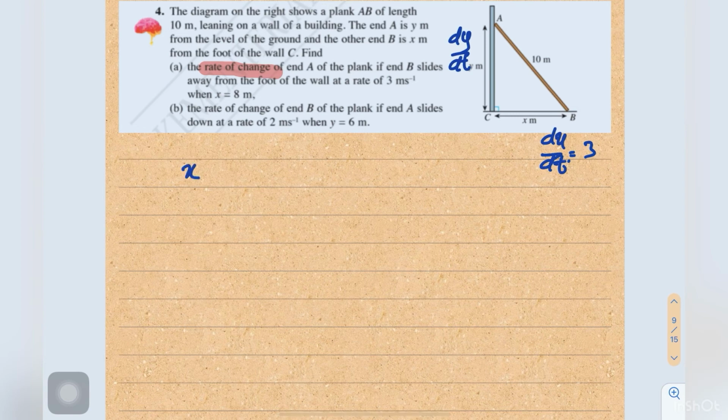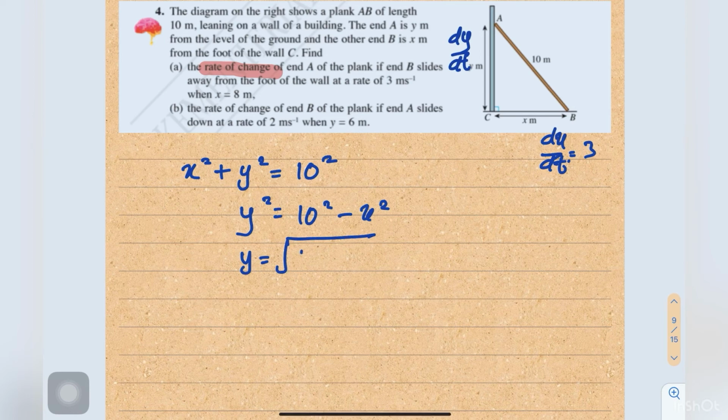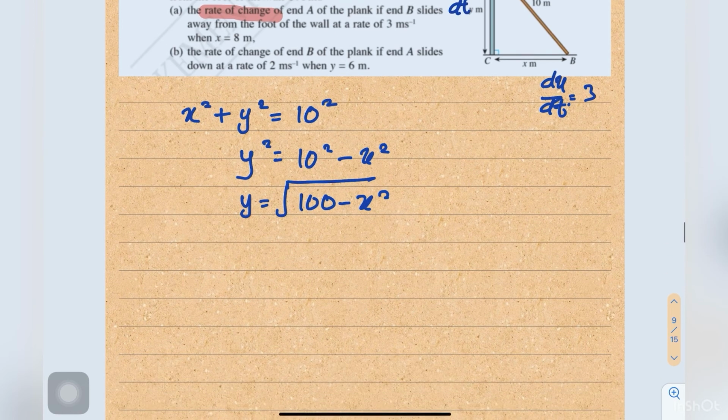So we can find the relation by using Pythagoras theorem. x squared plus y squared equals 10 squared. So y squared equals 10 squared minus x squared, so y equals the square root of 100 minus x squared. Then we can differentiate.